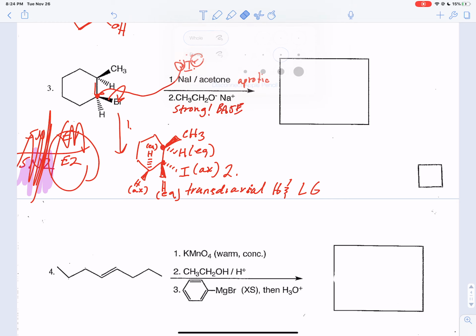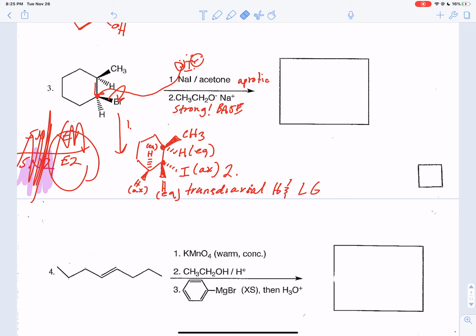So our hydrogen here is equatorial. So that's a problem, right? Can we abstract it? No. The hydrogen and the leaving group have to be trans-diaxial. And we found that hydrogen is equatorial. So that's why we can't do it, okay?